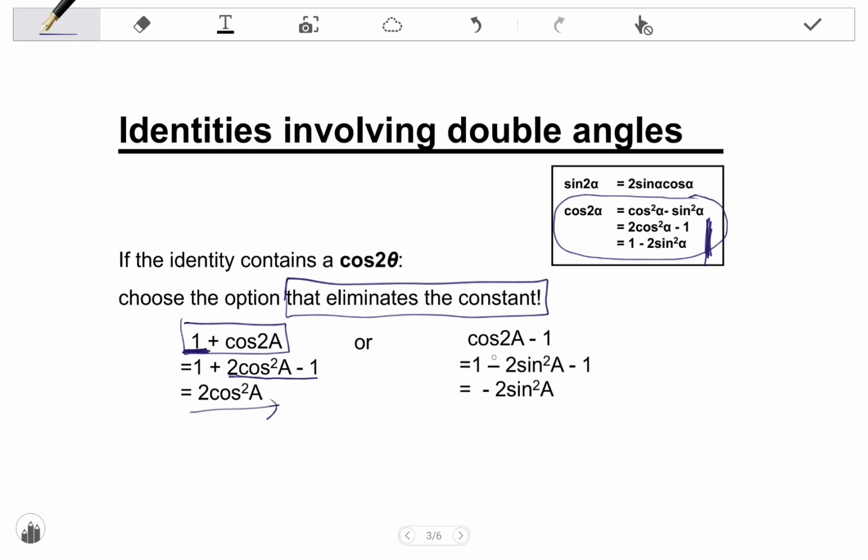If, however, my identity contains cos of a double angle minus 1, I need to choose an option that would eliminate the negative 1. So I would need the expanded option that has a positive 1, which is the 1 minus 2 sine of the angle all squared option. So I substitute 1 minus 2 sine a all squared in place of cos 2a, and then the positive 1 and the negative 1 eliminate each other, and it simplifies without a constant.